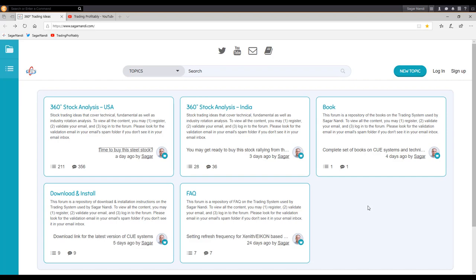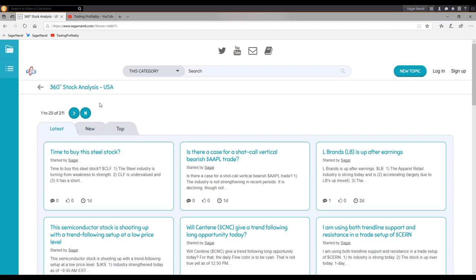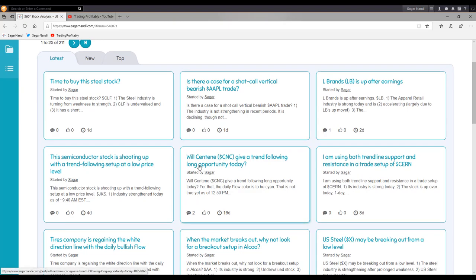I regularly share such analysis in my traders forum. Recently, in the USA 360 Degrees Analysis Group, I shared another go with flow trend following trade setup that was in CNC. CNC is a healthcare stock.